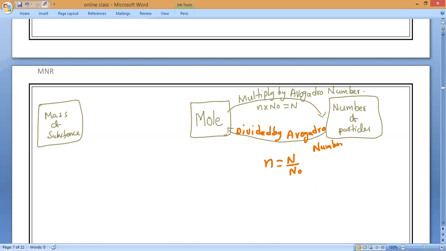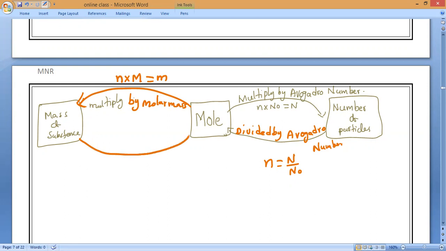Now, the same way, moles to given mass. Tell me, I want to get mass from the moles. So what do I have to do? Multiply with what, guys? Multiplied by molar mass. Is it yes or no? So the formula will come like: number of moles into molar mass will give you the given mass.